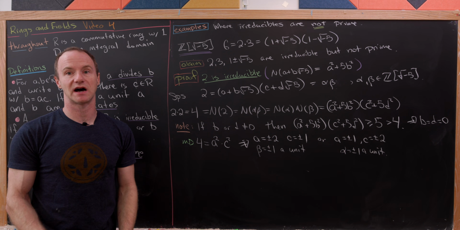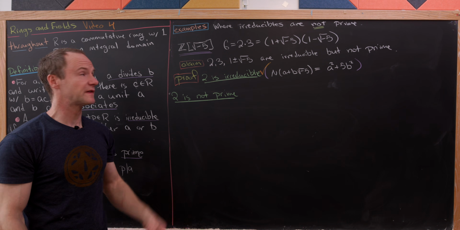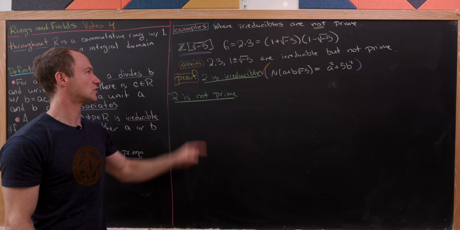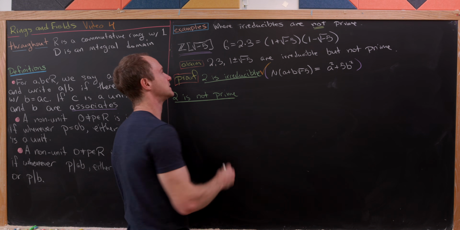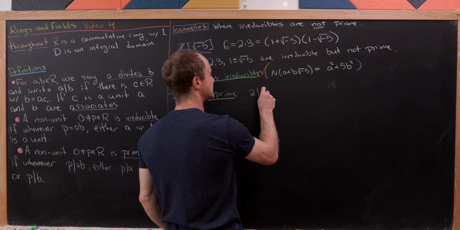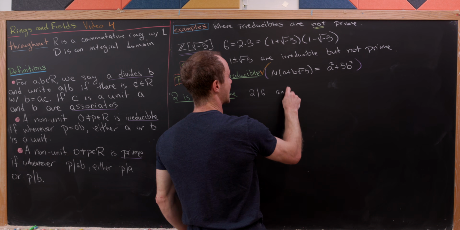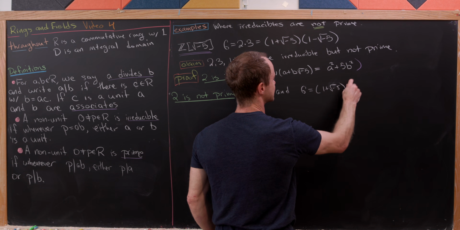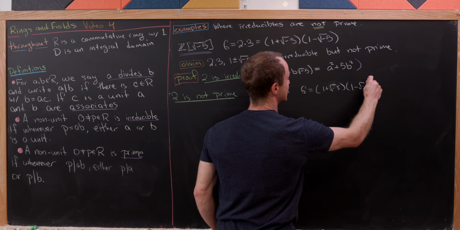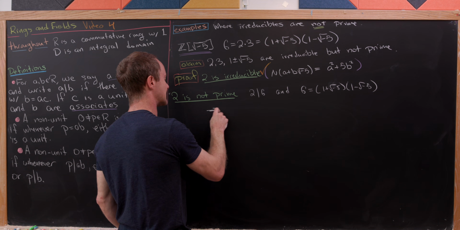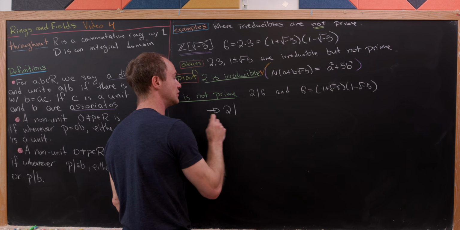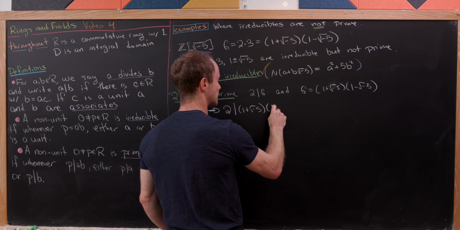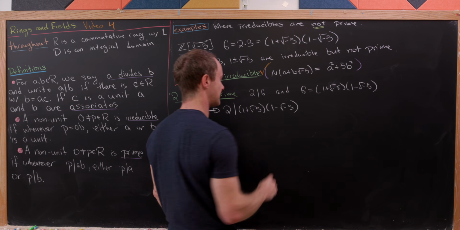Now let's prove that it's not prime. All right, so now we're proving that 2 is not prime inside of this Z adjoining the square root of minus 5. So let's observe that 2 divides 6, and we know 6 is equal to this product (1 plus root minus 5)(1 minus root minus 5). But pushing that together, that tells us that 2 divides this 1 plus root minus 5 times 1 minus root minus 5.